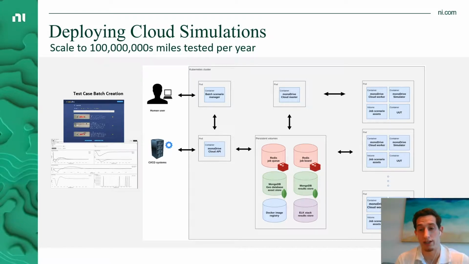So this is what lets you do these millions or hundreds of millions of miles tested per year, once you start deploying to cloud resources. Again, a fairly complex way to do it, but this is how you get to that scale that simulation lets you do that other types of testing do not let you do.